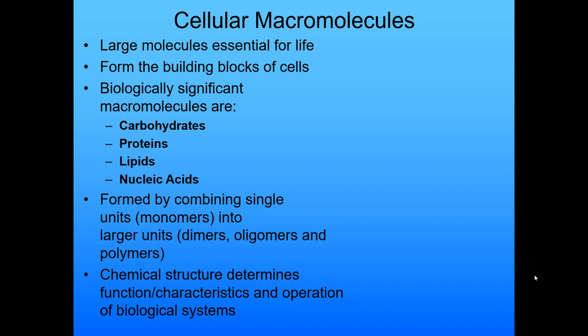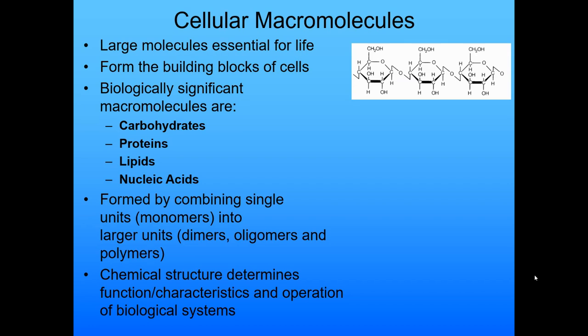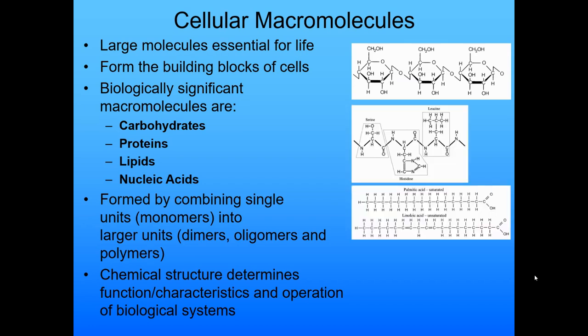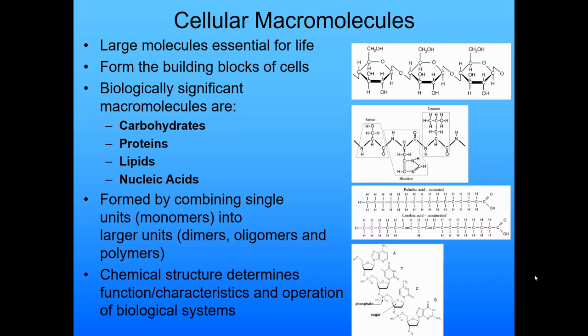The four major macromolecules are carbohydrates, proteins, lipids, and nucleic acids. You see images of the chemical structure on this slide. One of the things you should notice right away is that they're all organic, i.e. carbon-based. So organic in this context means something very different from organic food in the grocery store.